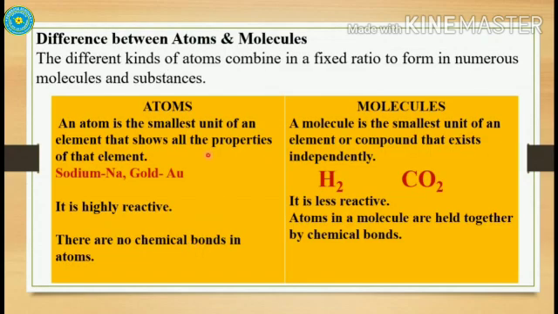Now we'll see the differences between atoms and molecules. Different kinds of atoms combine in a fixed ratio to form numerous molecules and substances. An atom is the smallest unit of an element that shows all the properties of that element. For example, sodium and gold, where these two elements are made up of their own atoms. The gold element is made up of gold atoms, the sodium element is made up of sodium atoms. And atoms are highly reactive. There are no chemical bonds in atoms.